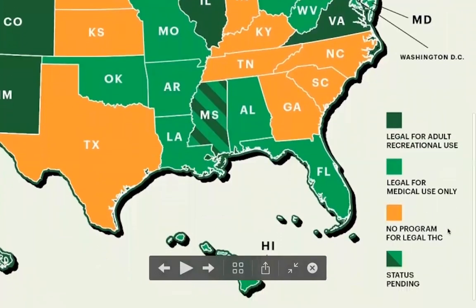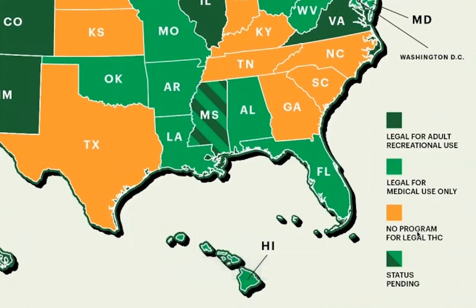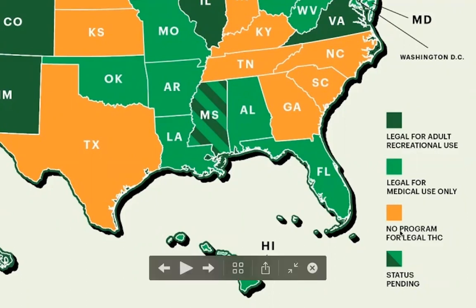When you have an orange state here, it says no program for legal THC, meaning there are other elements or components in THC, the active ingredient in cannabis, like it's called CBD. And CBD is a non-psychoactive compound that can be extracted from THC and sold for different kinds of issues like maybe insomnia or health ideas or wellness and that kind of thing. But it's not the kind of compound that gives you the high, if you will, like THC.